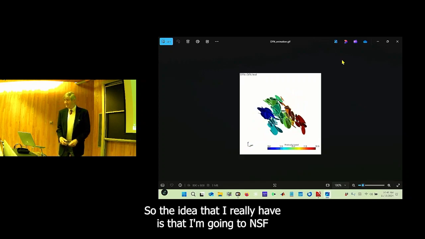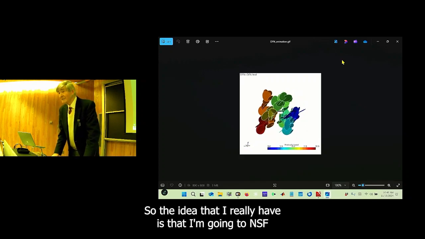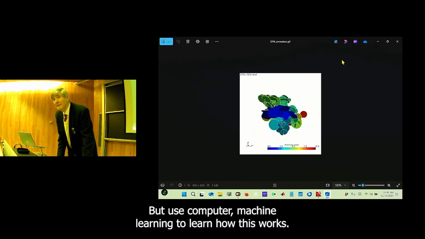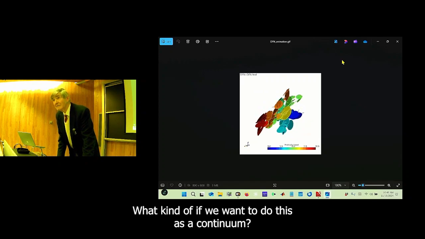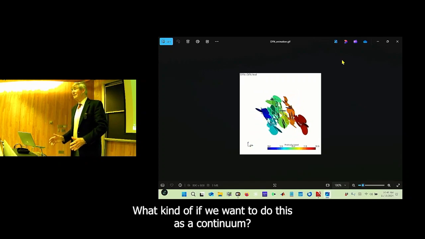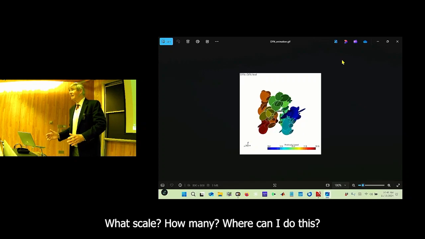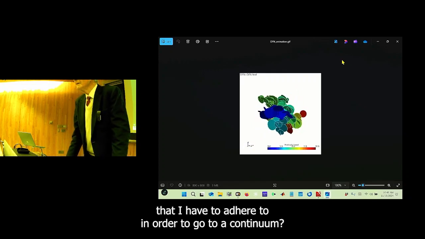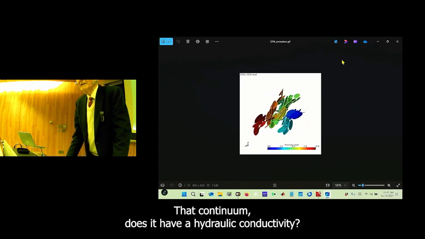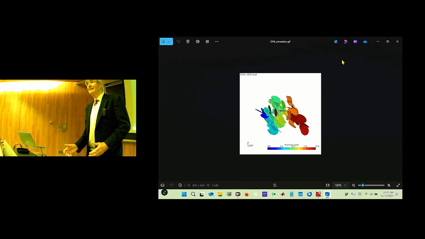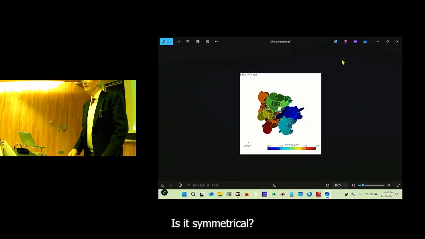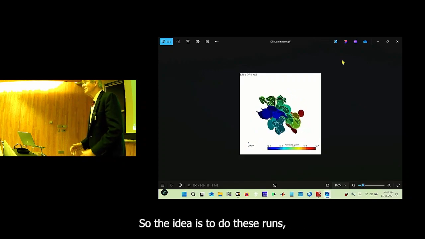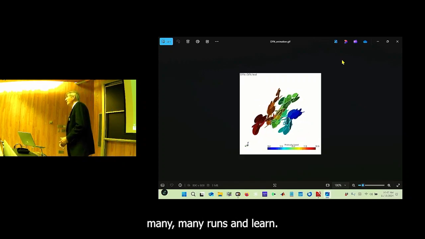So the idea that I really have is that we develop, I'm going to NSF, hopefully get some money to do that, but use machine learning to learn how this works. If we want to do this as a continuum, what scale? How many? What is the REV or RVE that I have to adhere to in order to go to a continuum? Does that continuum have a hydraulic conductivity? Is it a tensor? Is it symmetrical? We know nothing about this whole system. So the idea is to do many, many runs, and learn.